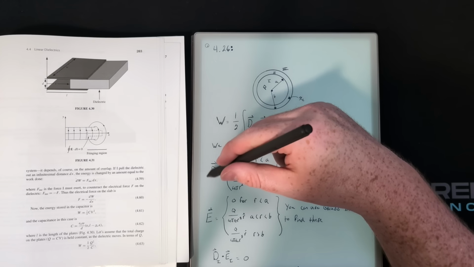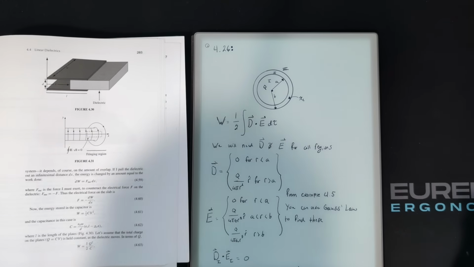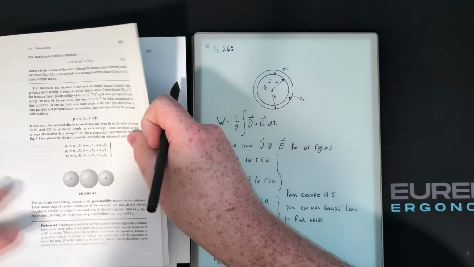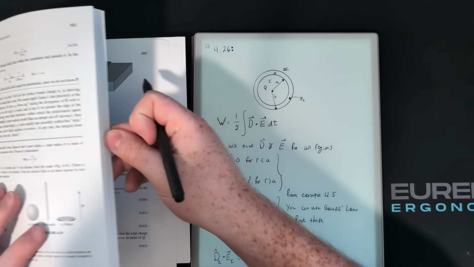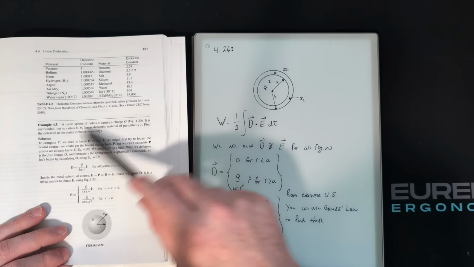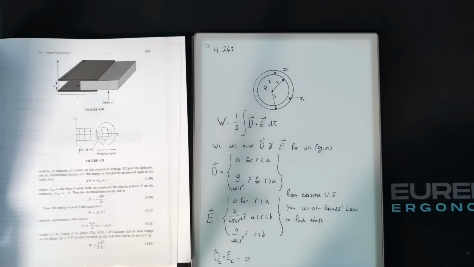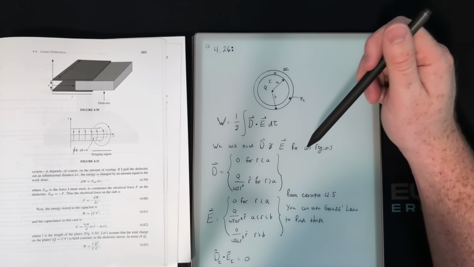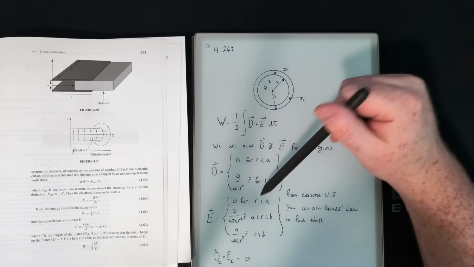Now, the displacement field in the region between A and B is given by Gauss's law, and I believe this is from an example problem. I want to say this is example 4.5. Let me just verify. From chapter 4, example 4.5. Yes, okay, example 4.5 is this exact setup, and we derive the displacement field and the electric field. So that's basically where I pulled this from. If you're really curious and want to derive those again by yourself, just use Gauss's law. It's pretty simple.